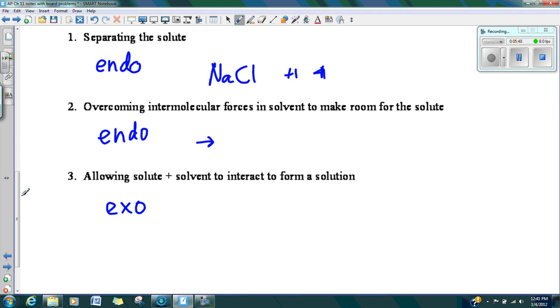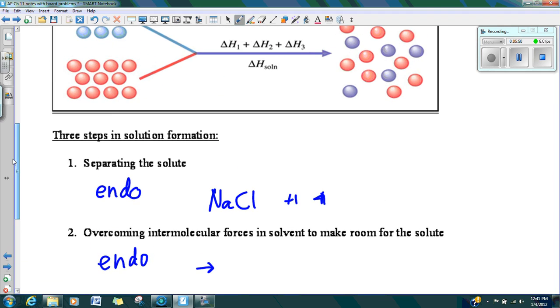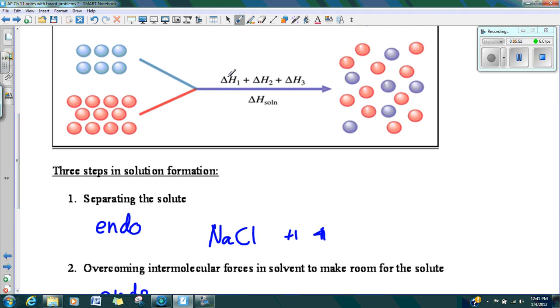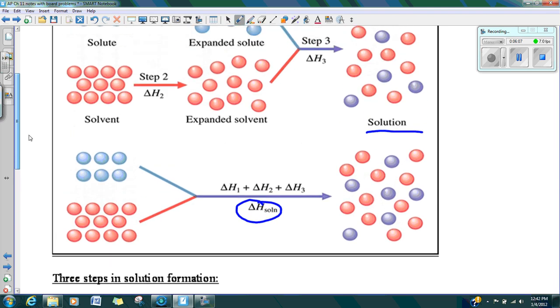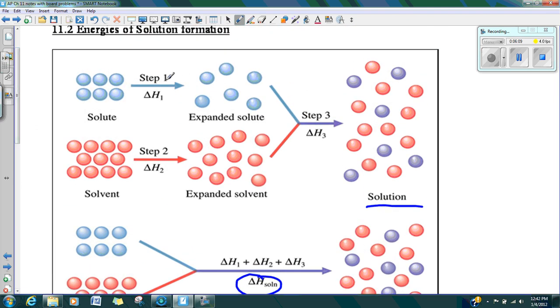And so then if you look up at the top, we are talking about our result. So we have the change in heat of reaction 1, or step 1, change in heat of reaction 2, change in heat of reaction 3 to get our overall change in heat of our solution. So if we apply the things that we just talked about, we talked about that separating the solute was going to be an endothermic reaction. So endothermic, we know that that has a positive sign.